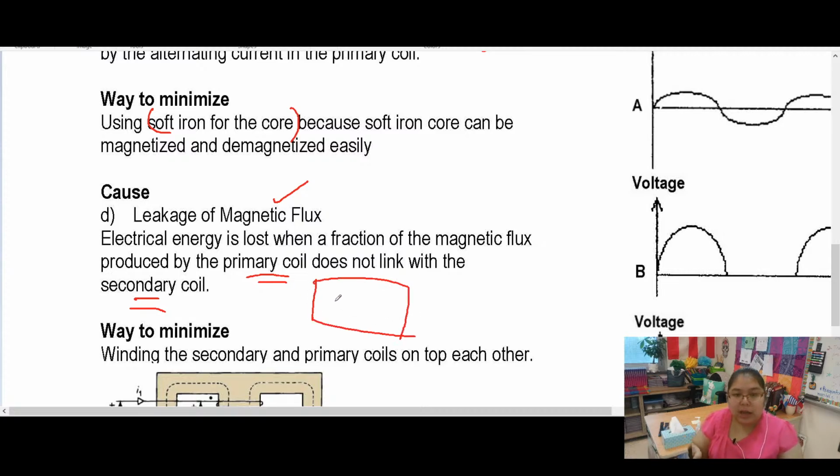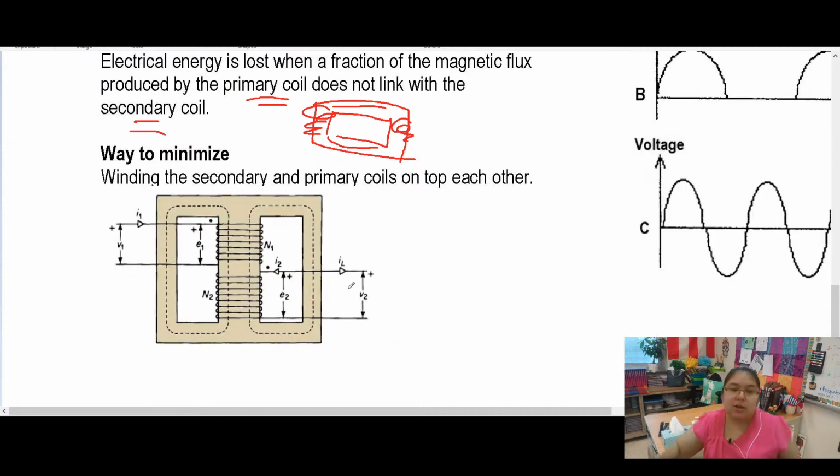So before that, I draw. Okay, I show you the transformer. The shape become like this, is it? So this one is a primary. This one is a secondary. When you want to link, you want to send, is it? You want to send, this one got distance. When the distance is further, you find it, there become leakage more. Leakage means the energy loss already. So from here, we need to minimize this situation. So what we do, we winding the secondary and primary coil on the top to each other.